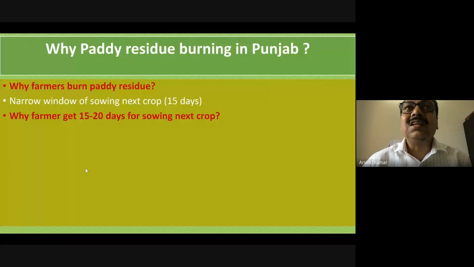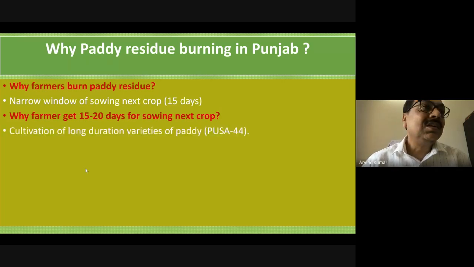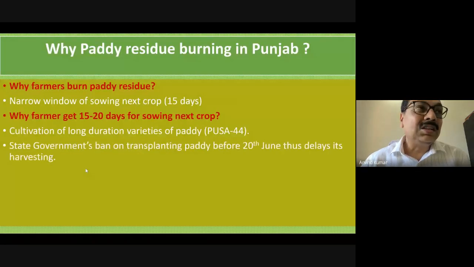So why do farmers get only this much time for sowing the next crop? In other parts of the country, barring a few, they get more time. Because of cultivation of long duration varieties of paddy, this variety takes more time. Because of higher yield, farmers used to grow it. Then the second one: the state government's ban on transplanting paddy before 20th June. The state government has banned it, and sometimes the date changes, maybe 20th this year, next year maybe 25th. So that delays harvesting.